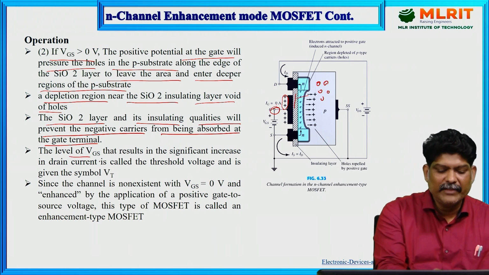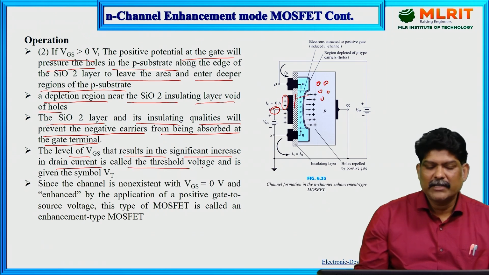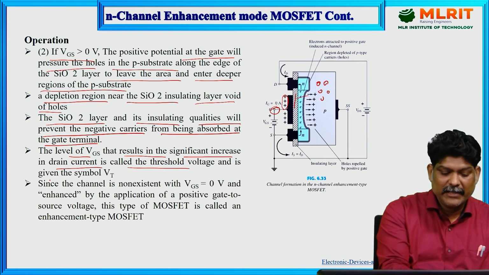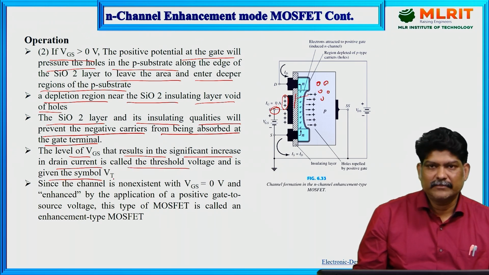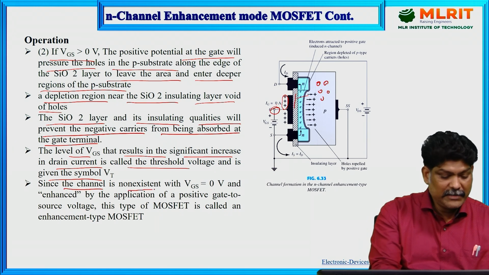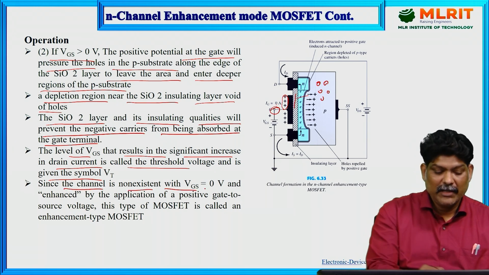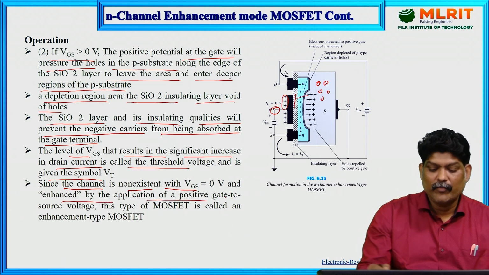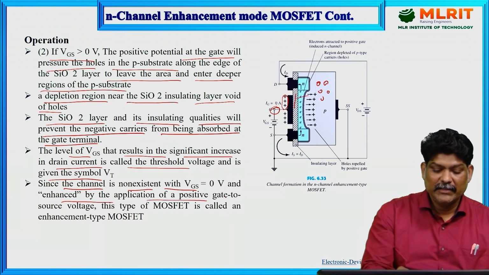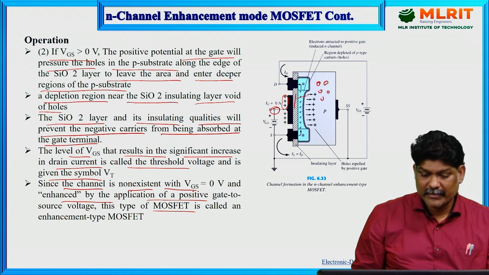The level of VGS that results in a significant increase in drain current is called the threshold voltage and is given the symbol Vt. So Vt is the threshold voltage. It is the voltage between gate and source. And since the channel is non-existent with VGS equal to 0 volts and enhanced by the application of positive gate to source voltage, this type of MOSFET is called the enhancement type of MOSFET.